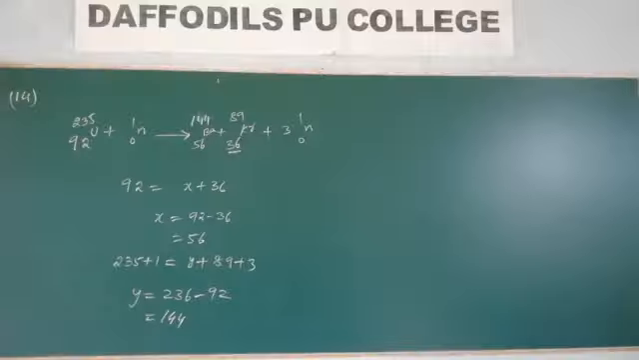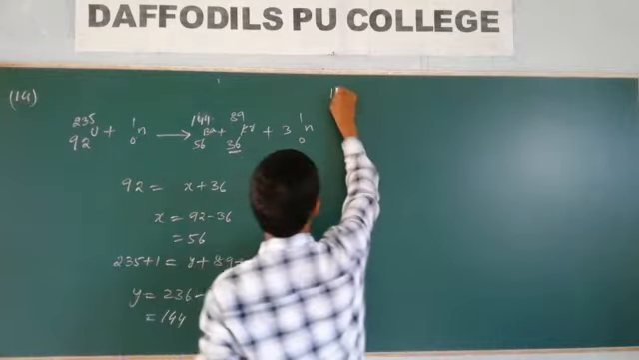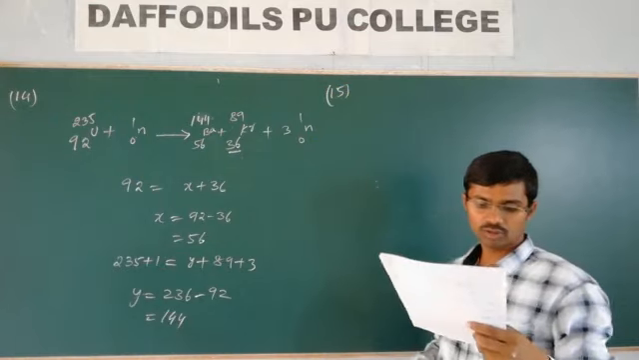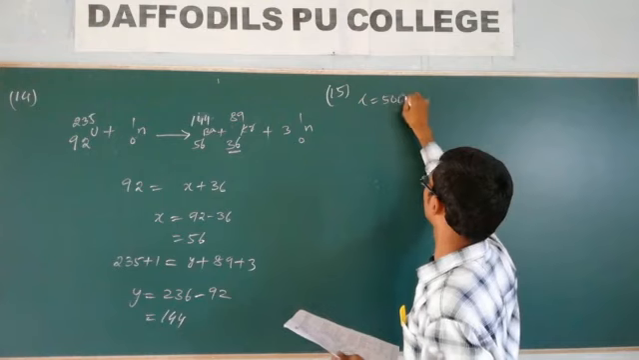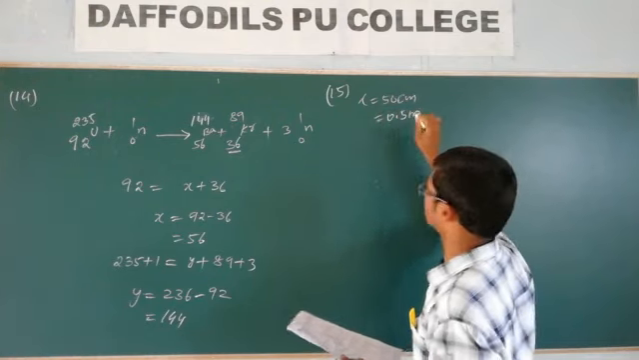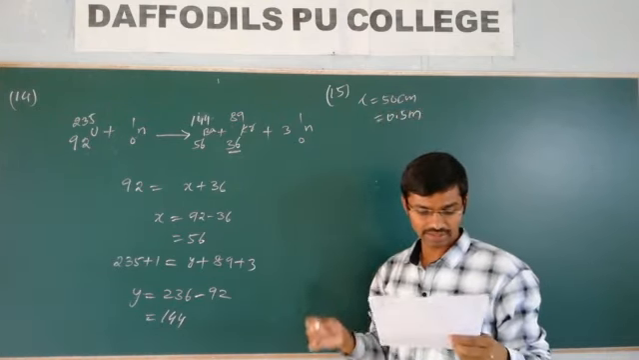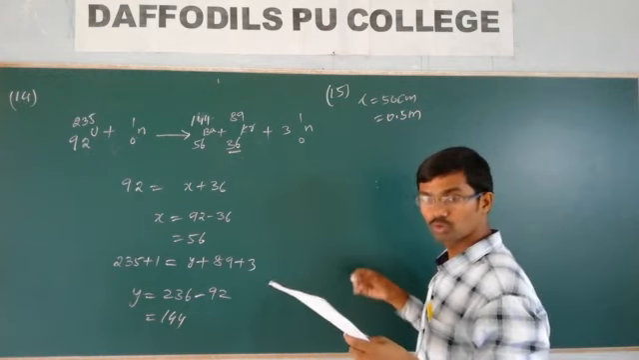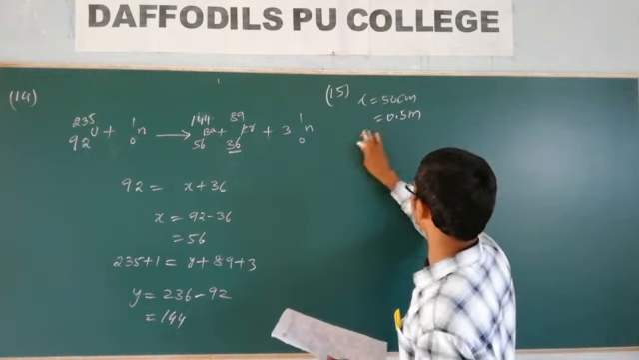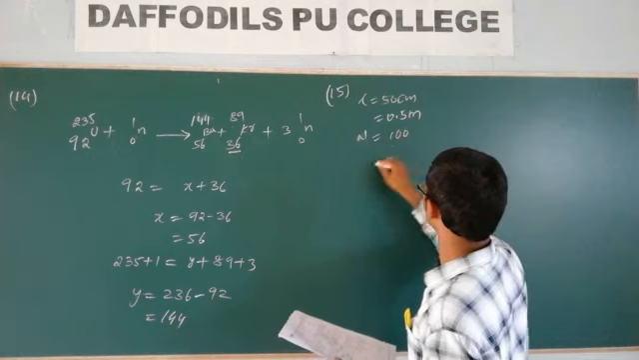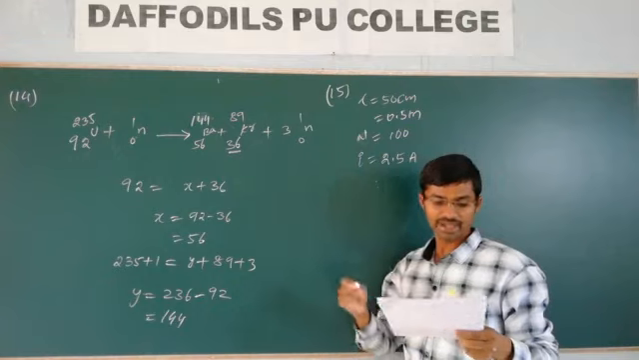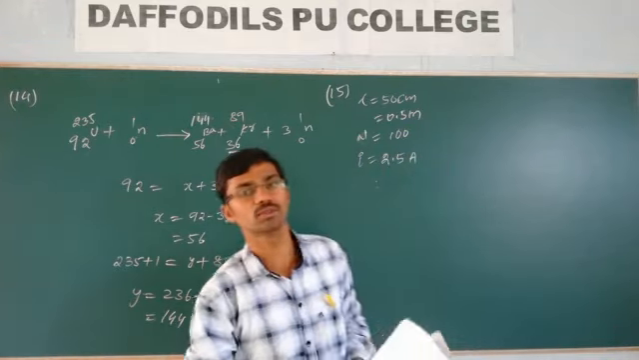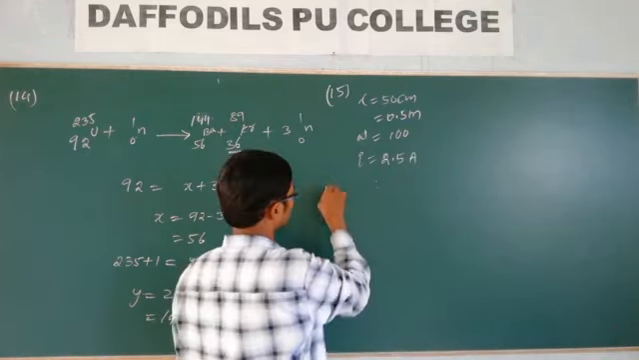So let us see the 15th one. A long solenoid of 50 centimeter length. So the length of the solenoid is 50 centimeter, which is 0.5 meter. Having 100 turns, carries a current of 2.5 ampere. So the number of turns is 100 and it carries a current of 2.5 ampere.